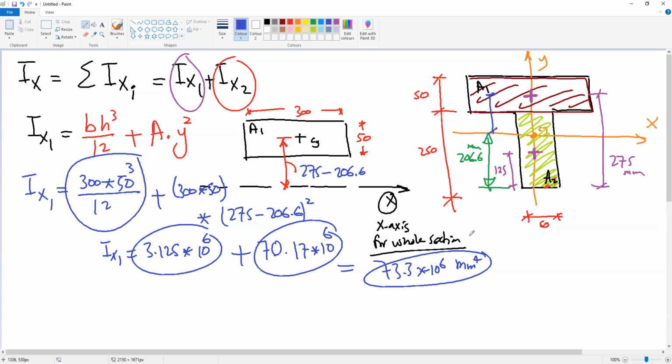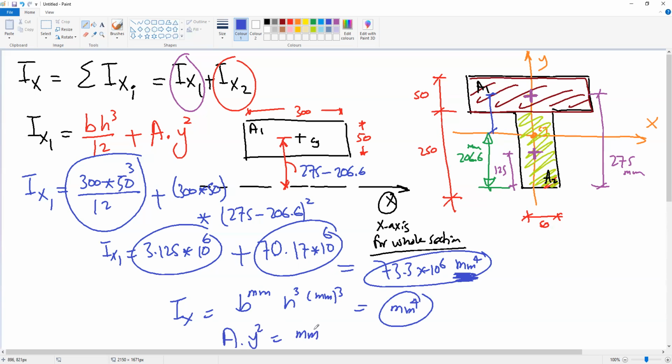Okay, the unit for inertia is millimeter to the power 4. Why millimeter to the power 4? Because in Ix, b is in millimeter and h cubed is millimeter to the power 3, so the unit will be millimeter to the power 4. And also for the second term, A times y squared, A will be in millimeter squared and y squared in millimeter squared, so it will be millimeter to the power 4.